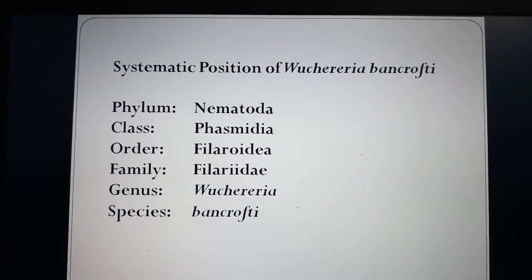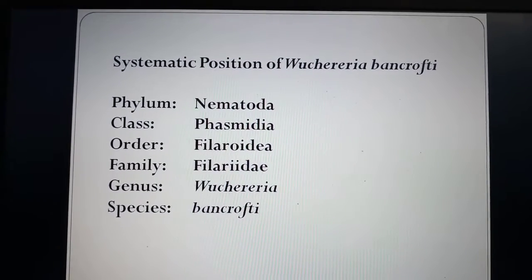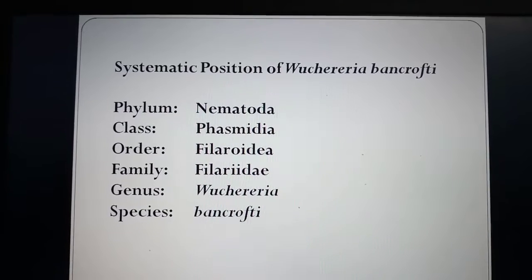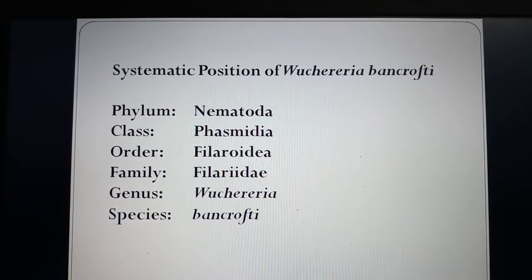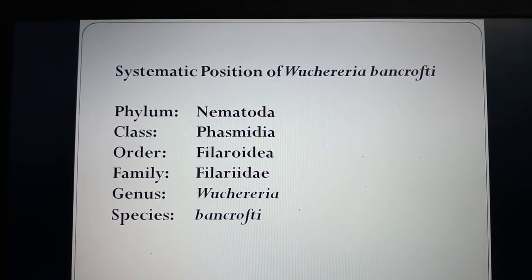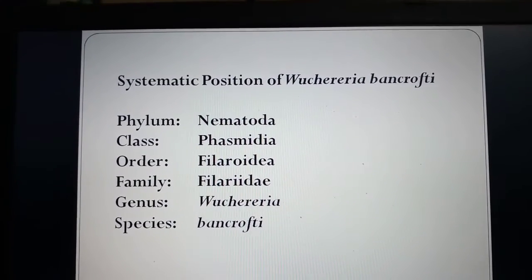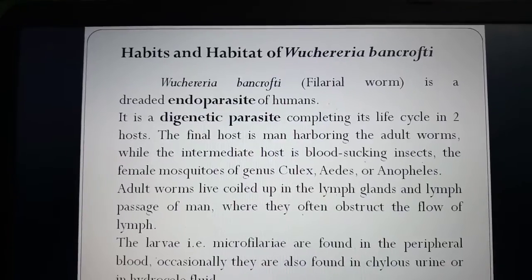And look at the systematic position of Wuchereria bancrofti, the classification. Phylum: Nematoda, class: Phasmidia, order: Filaroidea, family: Filariidae, genus: Wuchereria, species: bancrofti.